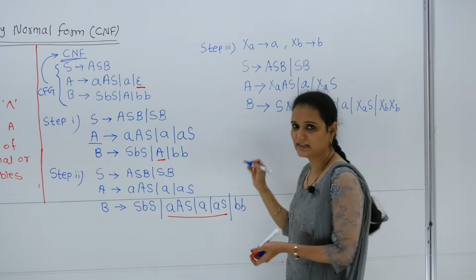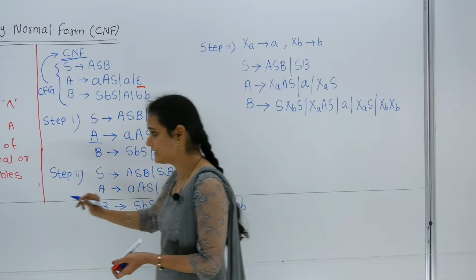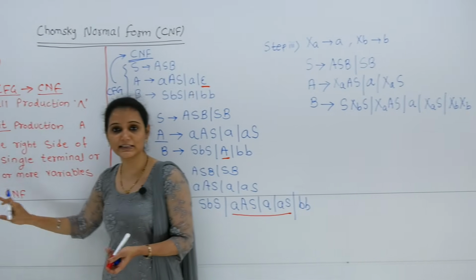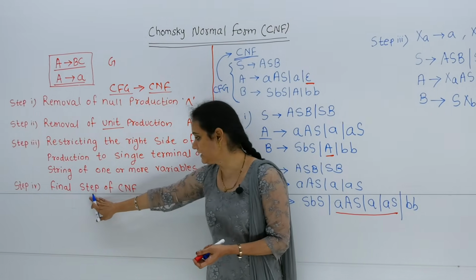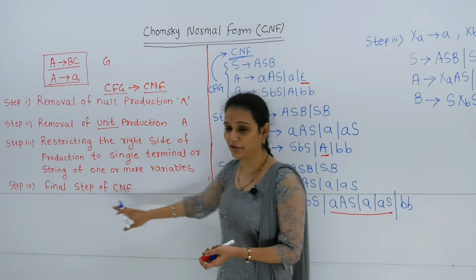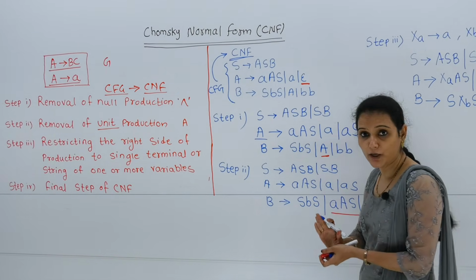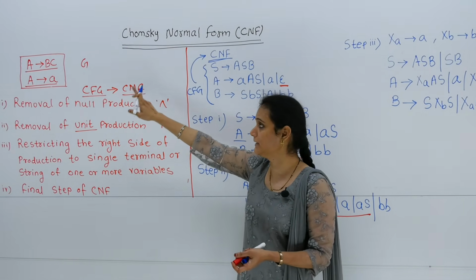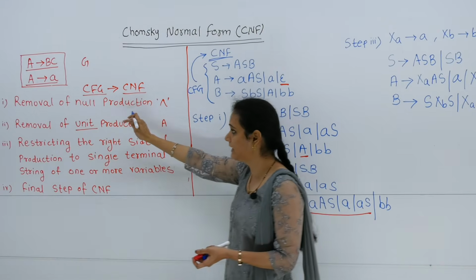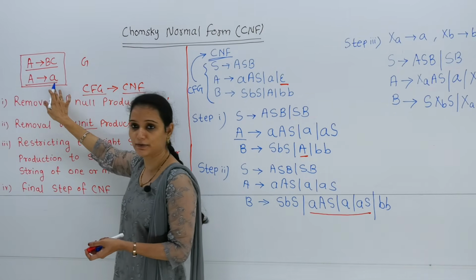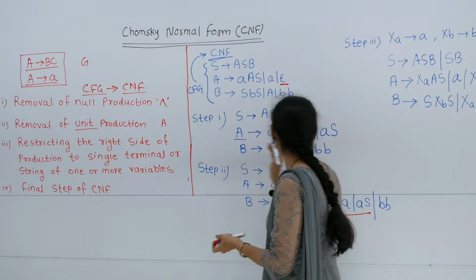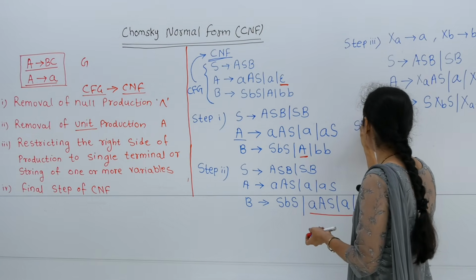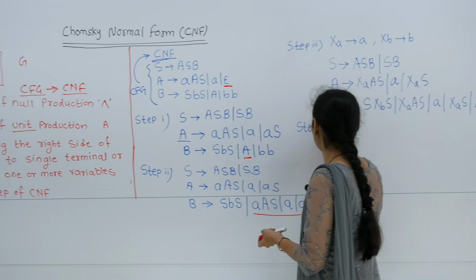Now that is our step number 3. What is our step number 4? The final step of the CNF. After step number 4, all productions should be of either these two forms: non-terminal produces two non-terminals, and non-terminal produces a single terminal. So we are now at the last step of our CNF, that is step number 4.